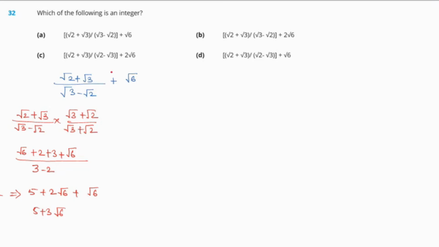Now if we are going to solve the next one, similarly for the next one also, we are not going to get the same thing. And if we solve option 3, which is root 2 plus root 3 by root 2 minus root 3, plus 2 root 6, we are going to solve this one. The same process we will follow to solve this one as well. So after solving the entire thing, we will be getting something like, again we need to rationalize it.